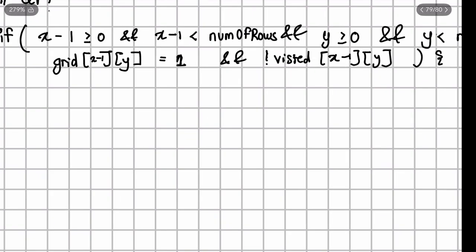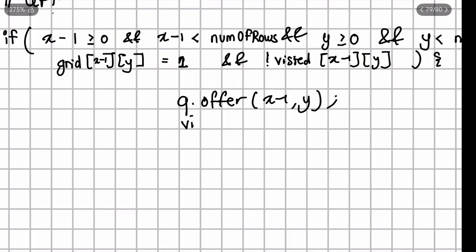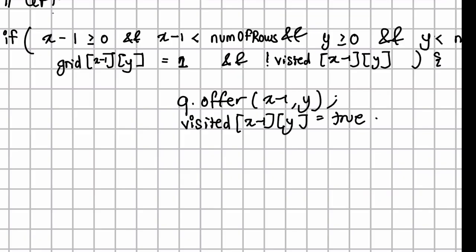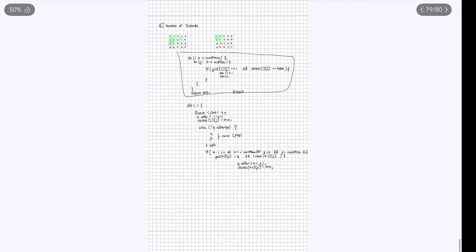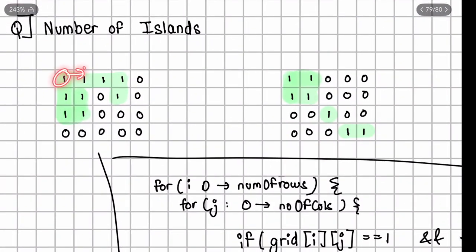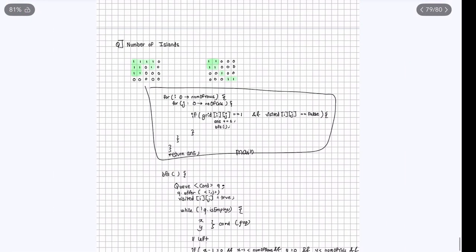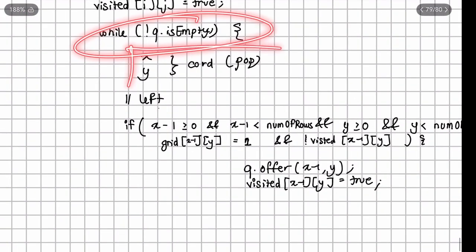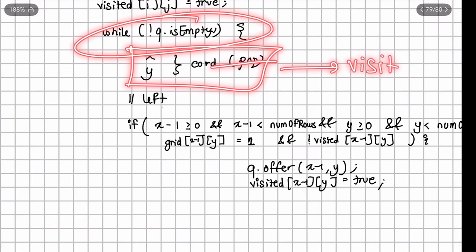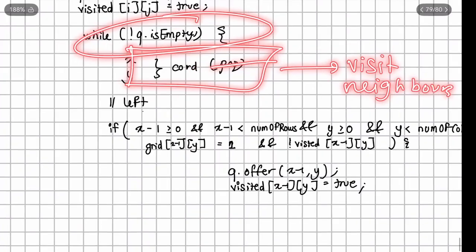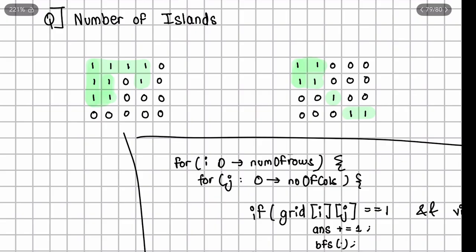Firstly, we're going to do q dot offer x minus 1 comma y, and we're going to mark it as visited, x minus 1 comma y is equal to true. Why are we marking it as true? Because we're visiting this, from here we are visiting this. Why are we offering it to the queue? So that later in this very loop, we can pop it and visit its neighbors.